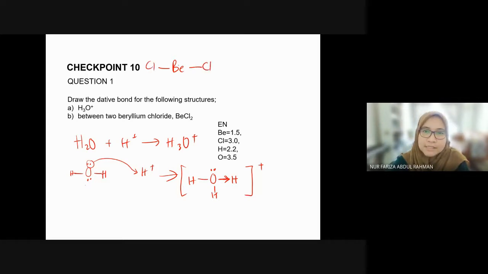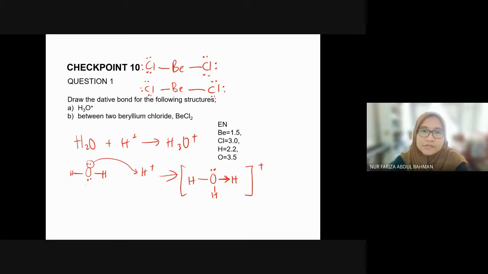Remember, this is an incomplete octet. So this is the Lewis structure for beryllium chloride. Maybe you can draw it like this, paling senang lah, the easiest. You will stack it. Normally students would stack it, maksudnya stack atas bawah lah, ataupun side by side.